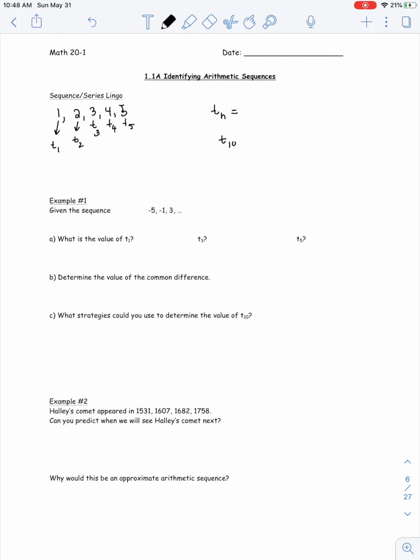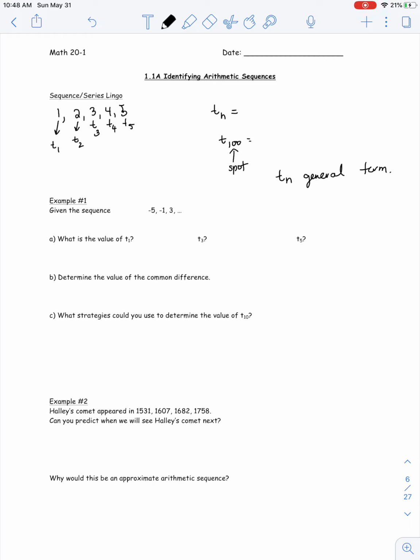So I could say that, let's say I want to find term 100. I would have to find out what is in the 100th spot. So this represents your spot. What spot are you in? We call Tn our general term. So we use that for our equations.